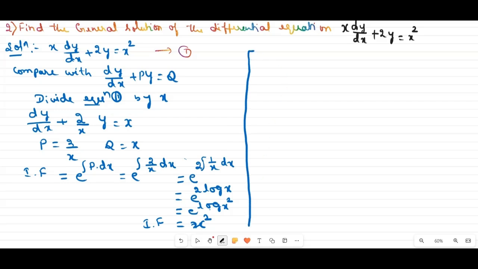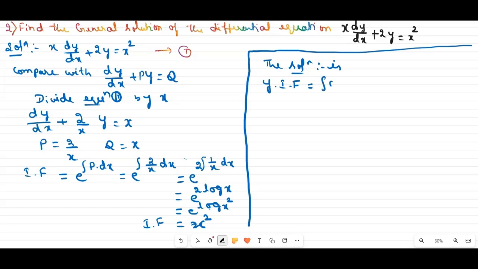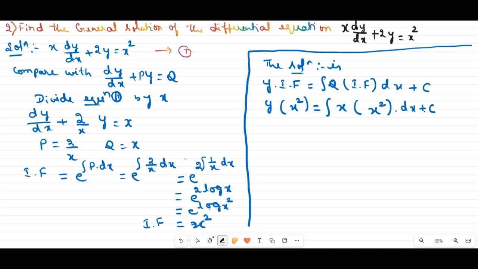What should we do further? We should write the solution. The solution is y into integrating factor is equal to integral of Q into integrating factor with respect to x plus c. As it is, I will write down what the integrating factor is, that is x square, is equal to integral of Q, Q is x, into integrating factor x square, with respect to x plus c.